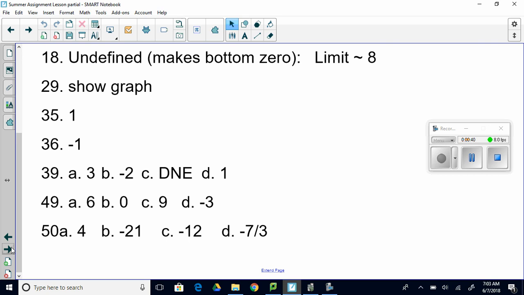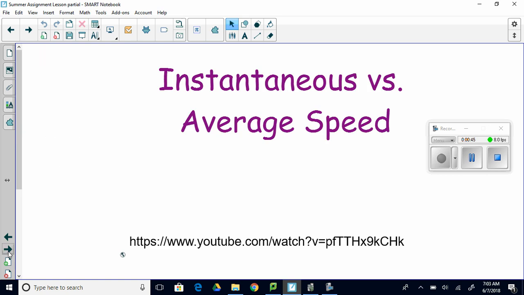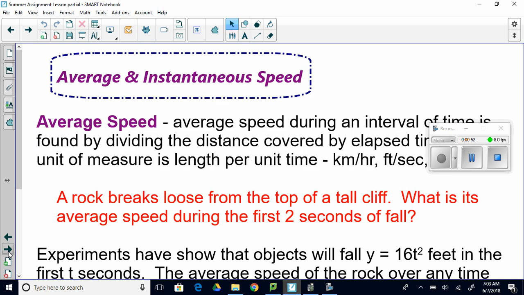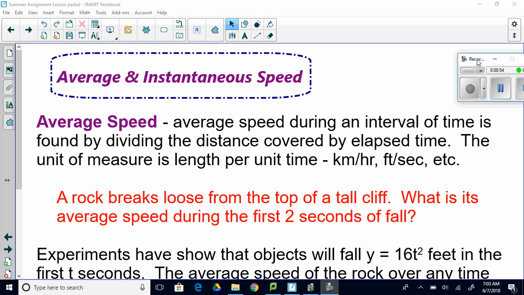Alright, so like I said, we're going to talk today about instantaneous versus average speed. This is going to be the quickest of all the video lessons, so just bear with me. Hopefully you discovered from the video that average speed is what happens on average throughout a period of time. So average speed during an interval of time is found by dividing the distance covered by elapsed time. The unit of measure is length per unit of time, so kilometers per hour, feet per second, etc.